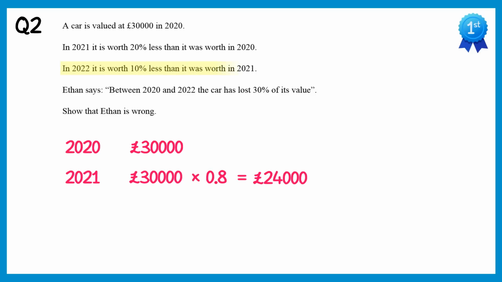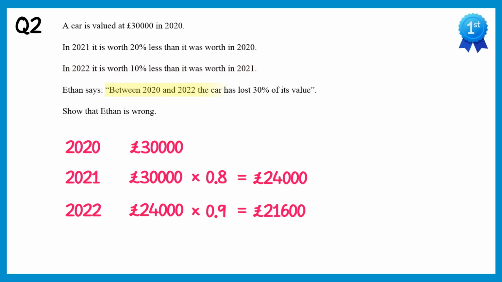Then we move on to 2022, where it's worth 10% less than the previous year. So for 2022, we'll do the previous amount, which was 24,000, and think 100% take away 10%, that's 90%, so we'll multiply by 0.9. And if you do this, you get 21,600. Now in the question, Ethan says that between 2020 and 2022, it loses 30% of its value, presumably because Ethan has added 20% and 10%.